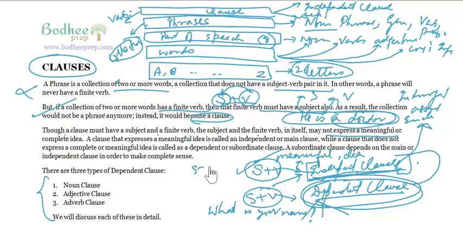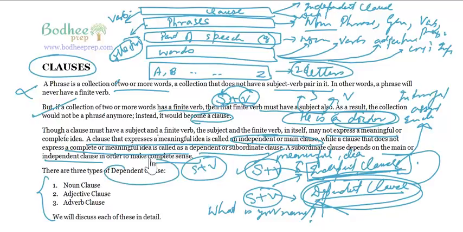The subject and the verb may not express a meaningful idea. A clause that expresses a meaningful idea is called an independent or main clause. A clause that does not express a complete or meaningful idea is called a dependent or subordinate clause. A subordinate clause depends on the main or independent clause in order to make complete sense, right? And there are three types of dependent clause. The first is noun clause, the second is adjective clause, the third is adverb clause. From an aptitude perspective, these are not important, but we'll discuss them so that we have better clarity of the different parts of a sentence. We will discuss each of these in detail.